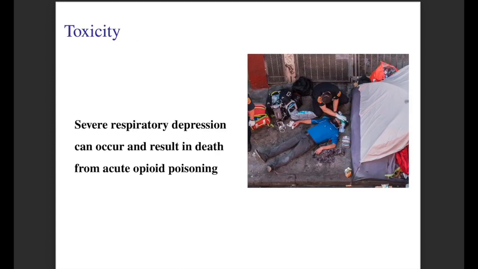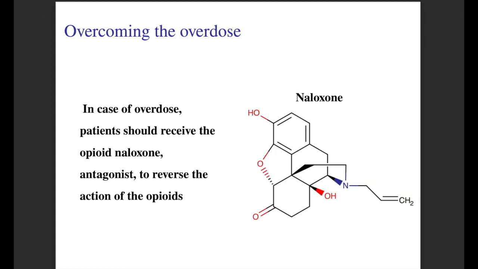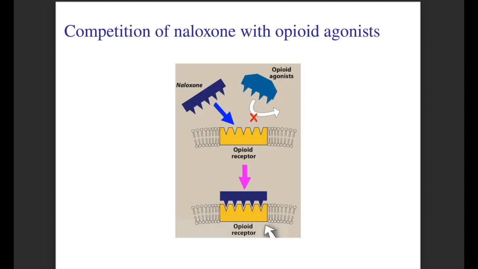Toxicity. Severe respiratory depression can occur and result in death from acute opioid poisoning. How to overcome this overdose? It is possible to overcome this overdose by the administration of naloxone, which is an opioid antagonist that reverses the action of the opioids.